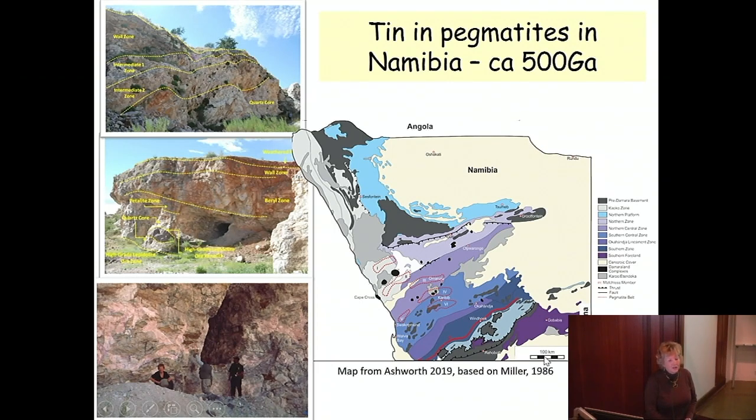Of similar age are the Pan-African pegmatites in Namibia. This is the Damara orogen, which a lot of researchers in this department and elsewhere have looked at. There are a series of pegmatite belts in this western part of Namibia. Some of them are spectacularly zoned. These pictures are taken from Louisa Ashworth's thesis. Some of them have extremely large crystals in, and here's some petalite crystals and a small person for scale. That would be me.